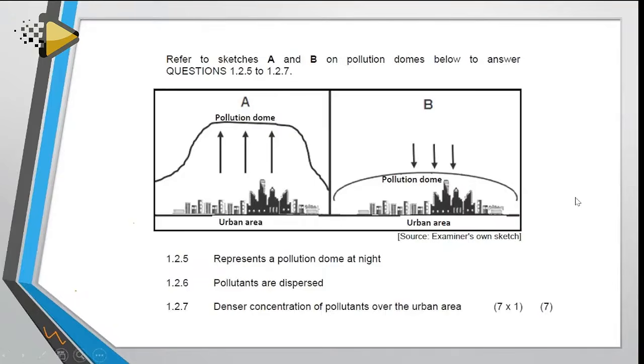Which one represents a pollution dome at night? At night, the pollution dome will be flatter and also lower. So B is the one that represents that. Pollutants are dispersed: at A, you can see there are arrows, so the pollutants will be dispersed at A. Denser concentration of pollution dome: now the dome has come down, so all the pollution is trapped and is going to be denser at B than at A.